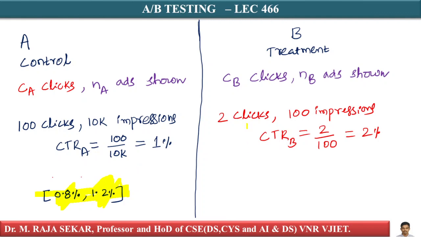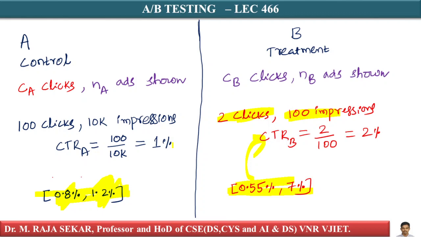If you think about my CTR of B, because I have very few clicks, just see, I have only 2 clicks, and the number of impressions, the ads shown, is also fewer than in the case of A. Compared to case A, the number of clicks and impressions is very low in case of B. The confidence interval for CTR of B will be 0.55% to 7%.